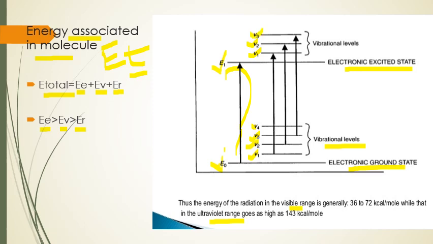So the vibrational energy is less than the electronic energy, and the rotational energy is even lesser than vibrational. So in a single vibrational level we have many rotational levels that can be represented as J. In each one of the vibrational levels there are many rotational levels. In that also the transitions occur when the energy is absorbed by the molecule. So that is represented by J.